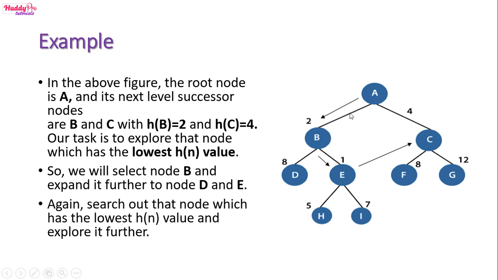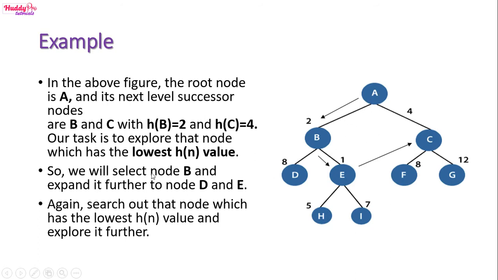That means h of B, the heuristic function of node B. Remember we normally use h of n. That means heuristic function of a certain node. Now instead of n we have B because we are looking at node B. So h of B is 2 and h of C, the heuristic function of C, has a path cost value of 4. So our task is to explore that node which has the lowest value of h of n. And according to us, it is 2. So it will take B instead of C.